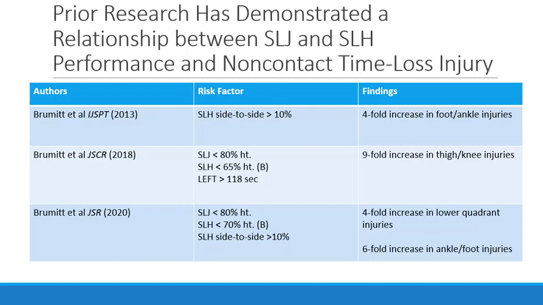Well, I have published a few studies that have shown that lower standing long jump and single leg hop scores can potentially identify, or that there are associations between lower scores and greater risk of injuries in female collegiate level athletes.